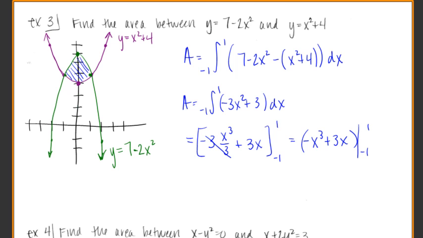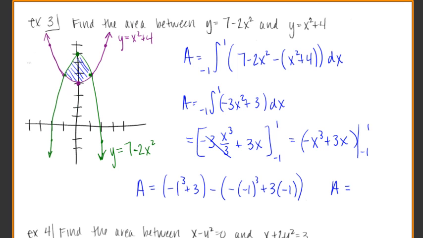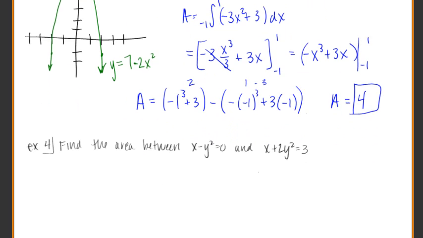Okay, so let's plug in the upper bounds. It's going to be -1 cubed plus 3 times 1, which is 2, minus the lower bound plugged in. So -1 cubed plus 3 times -1, which is 1 minus 3, so 2 minus a -2, and we'll get a final answer then, an overall area of 4. And there's our answer.